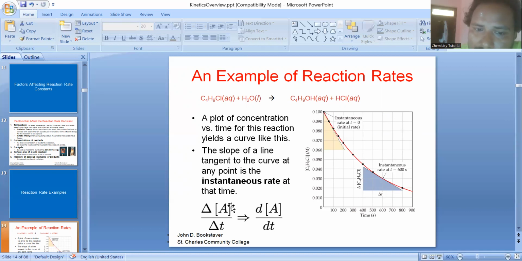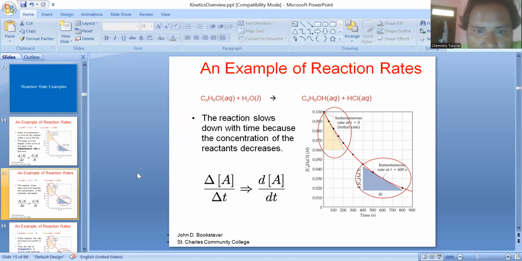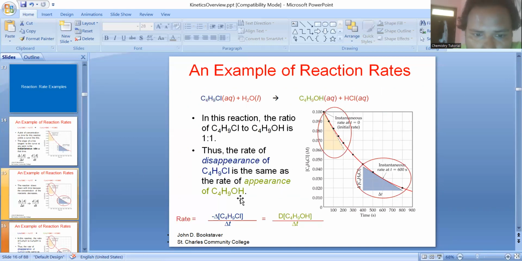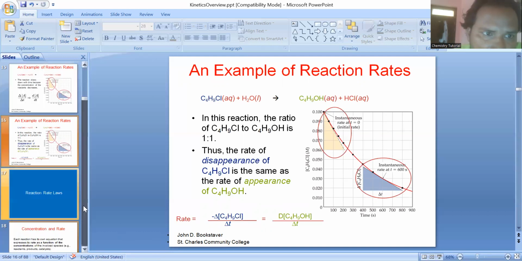So you can denote the rate as del[A] upon del t. In this reaction, the ratio of C4H9Cl to butyl alcohol is 1:1, meaning as soon as butyl chloride disappears, the formation of butyl alcohol will be the same. So 1:1 formation takes place in such reactions. You can denote the rate as minus the decrease in concentration of butyl chloride. As it decreases, the concentration of product increases. So this is the normal case.